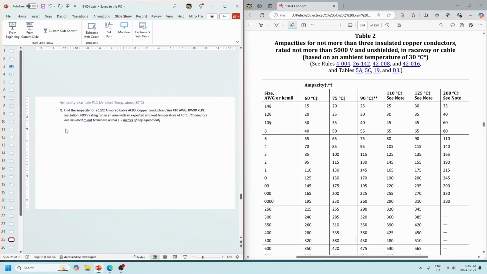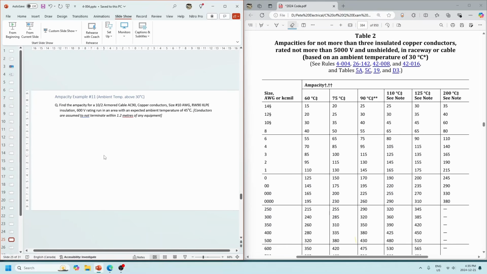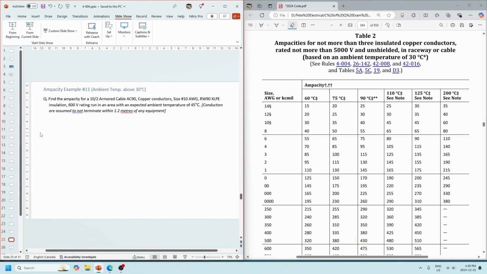Next one, guys. Okay, so now we got ambient temperature above 30 degrees. This one is the ampacity for 10-2. Can I make that a little bit bigger? Find the ampacity for a 10-2 armored cable, AC90, copper conductors. The size is obviously number 10s. We got RW90 XLP insulation, 600 volt rating, run in an area where the ambient temperature is going to be 45 degrees. Okay, so let's take a look here.